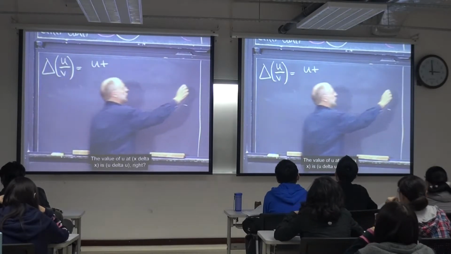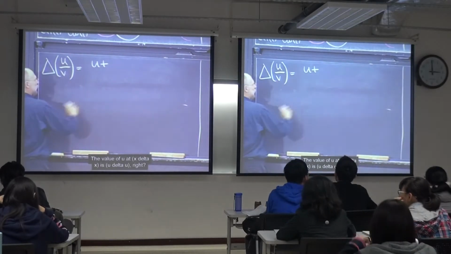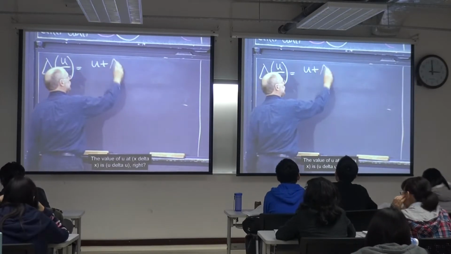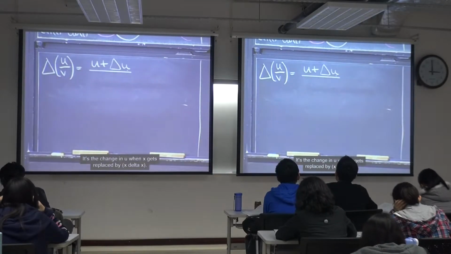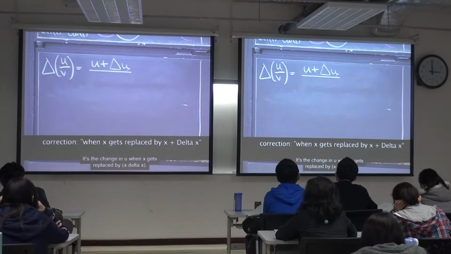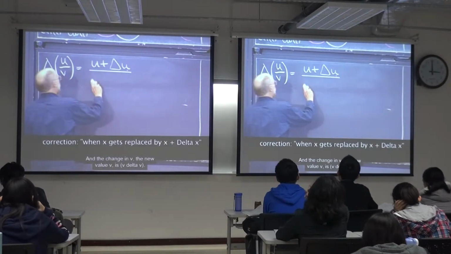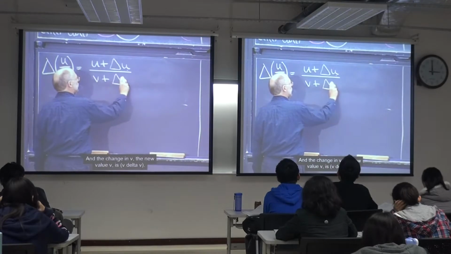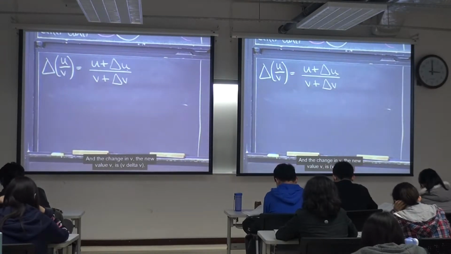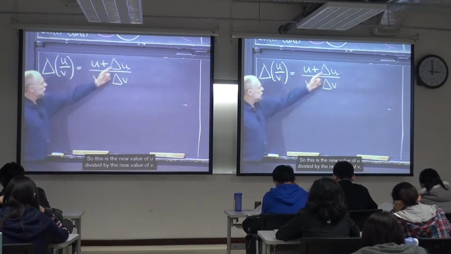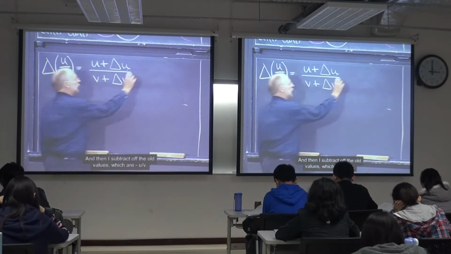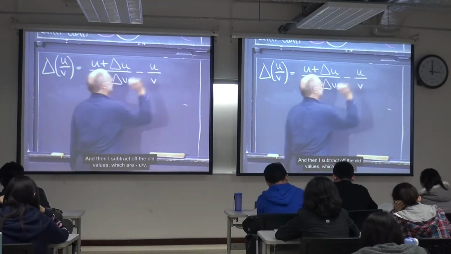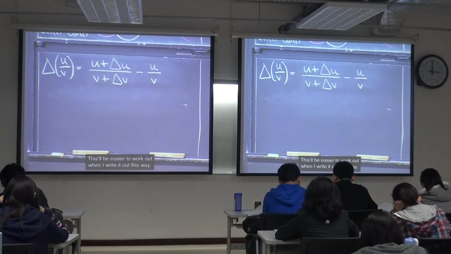The value of u at x plus delta x, it's u plus delta u, right? That's what delta u is. It's the change in u when x gets replaced by x plus delta x. And the new value of v is v plus delta v. So this is the new value of u divided by the new value of v. That's the beginning. And then I subtract off the old values, which are u over v. This will be easier to work out when I write it out this way.